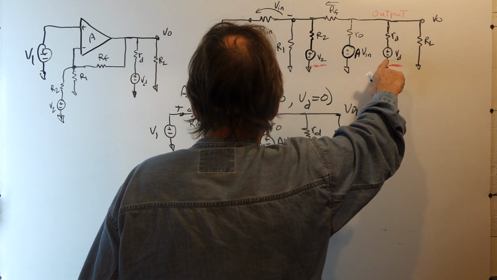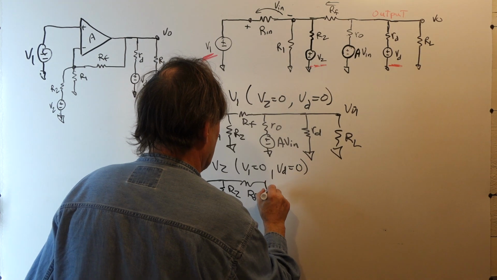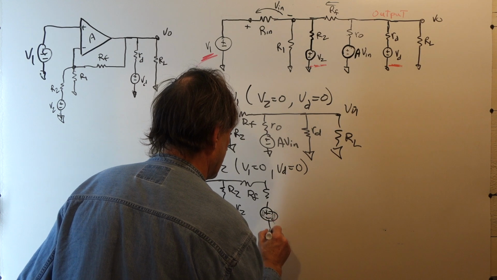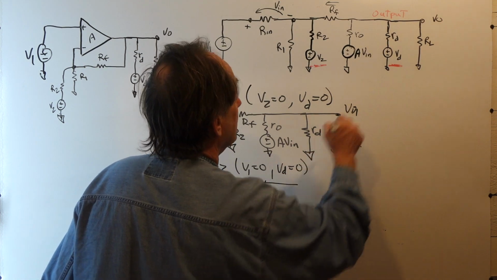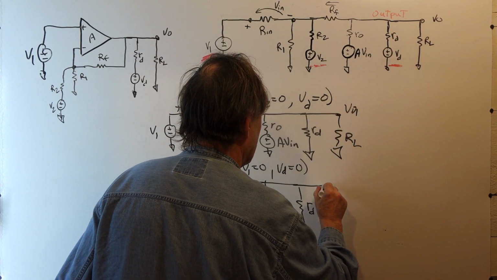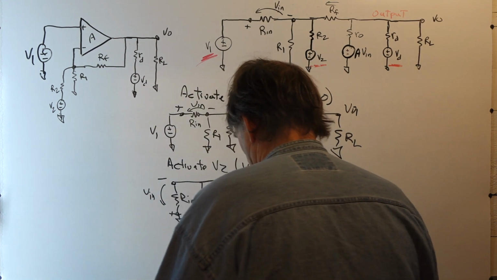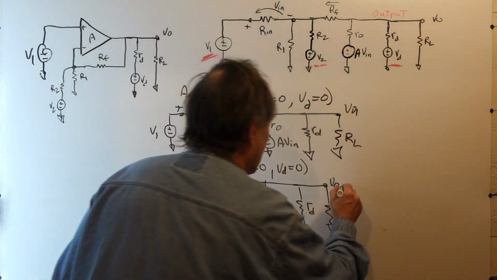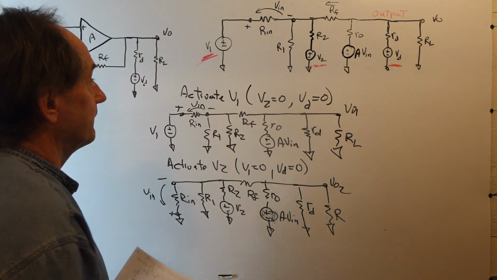Then we replace VD with a short. We have our operational amplifier driving. So this is A Vin. This is Rout. Now we have RD to ground. And then we have our output with RL. So that's the network we solve to get Vout2, the contribution of source 2 to the output.